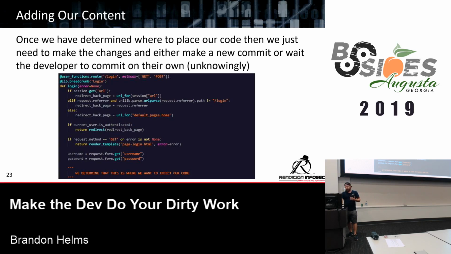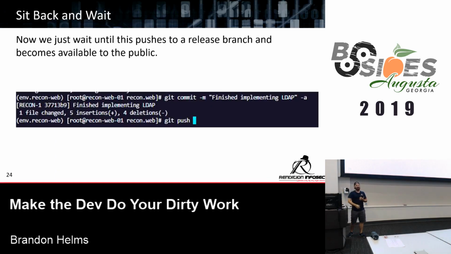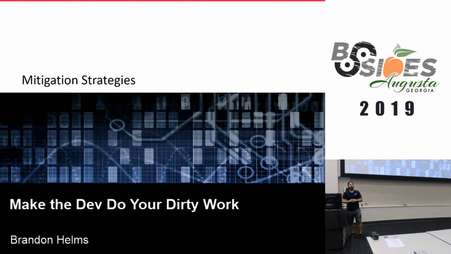At this part, all the attacker has to do is write some git commit message, right? I said finished implementing LDAP. That way it blends in. It added 1 file change, 5 inserts, 4 deletions. I think I had some new lines I removed. And then I git pushed it. Because nobody has their token saved to their desktop, right?